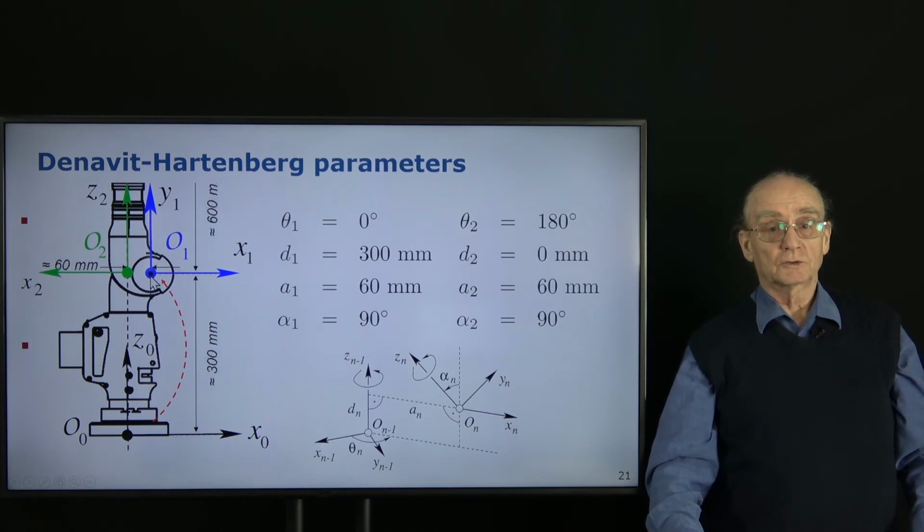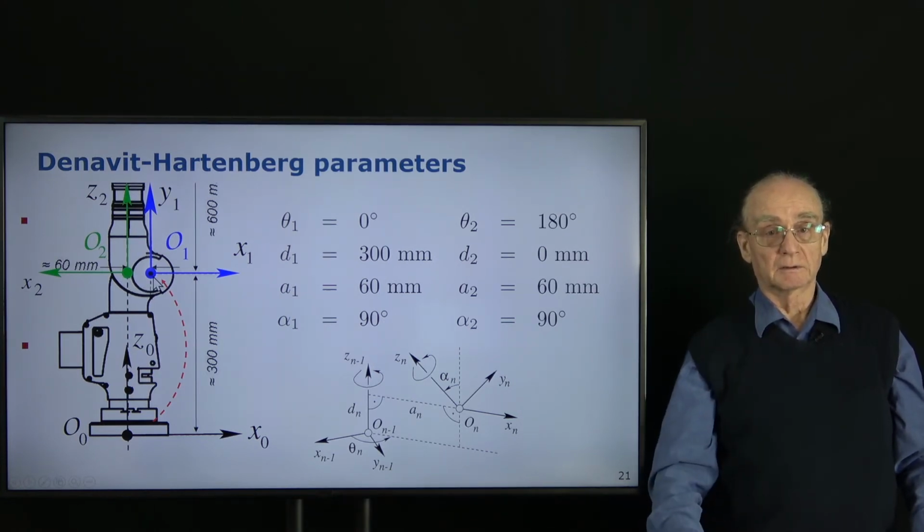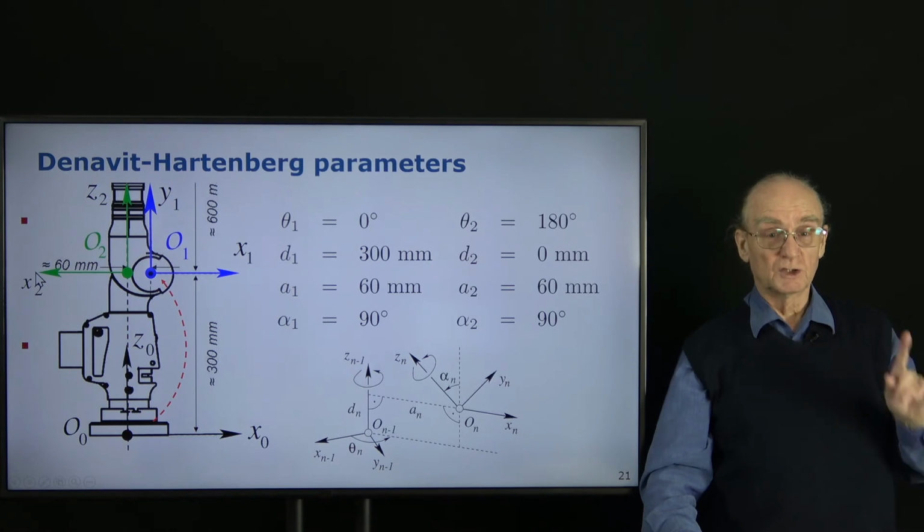Then we need to change the coordinates in the z direction by d2. Now these are at the same, let's say, the plane of the drawing. So of course we have no shift in z direction. And we have a shift of 60 millimeters in the new x direction. We always refer to the last coordinate system.